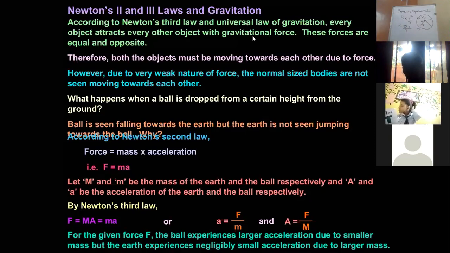I once again say that let v be the velocity with which the planet is revolving around the sun. Let the time taken by the planet to revolve around the sun be t.